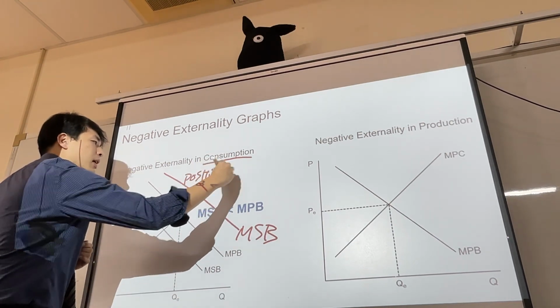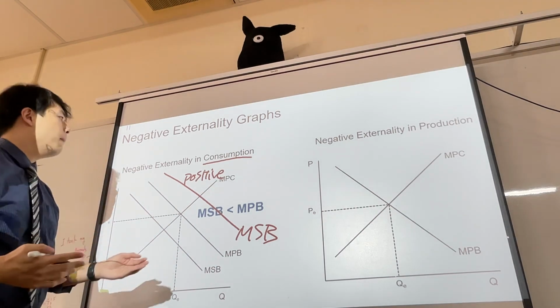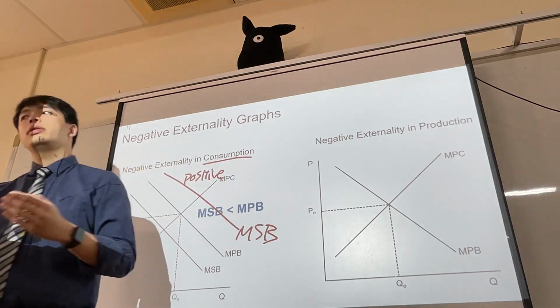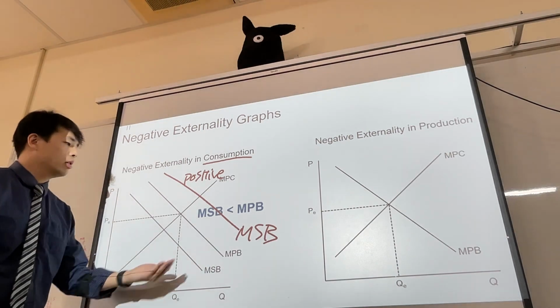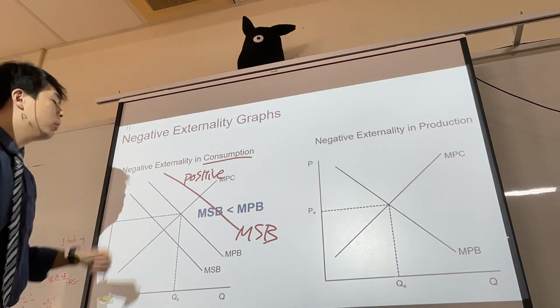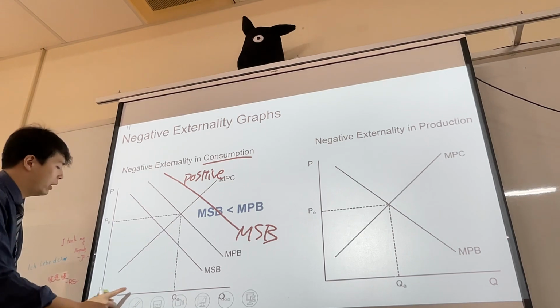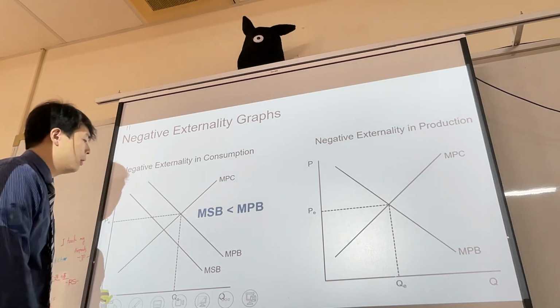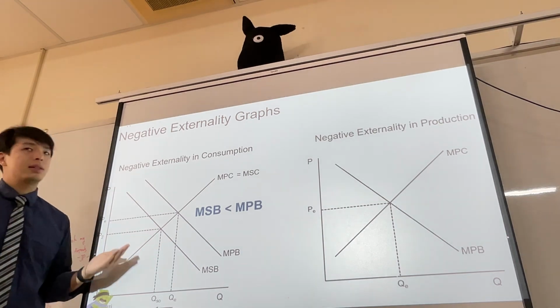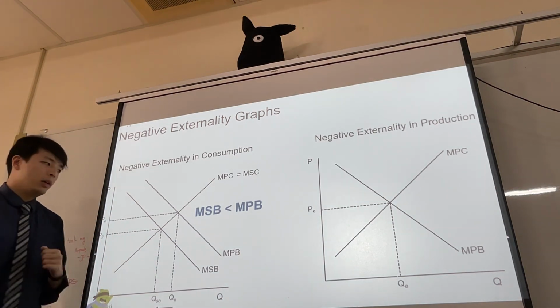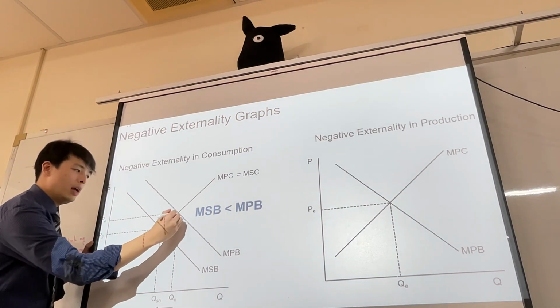This is from yesterday. But consumption, remember, this is negative. This is bad stuff. This is super, super bad. So your benefits will go to the left this time. And then based on that, what happened to your price and the quantity? They go less, become small.